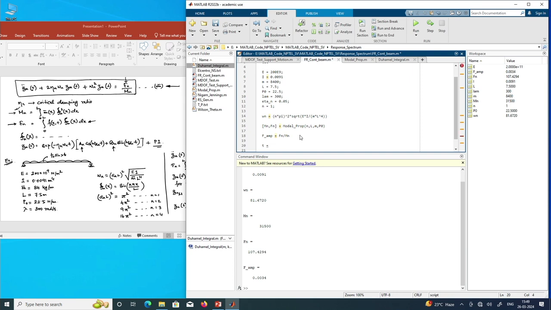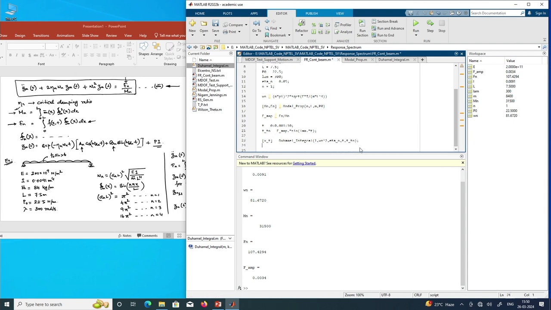T is equal to, that is the time, and f of t we have to define. So, f of t we call it T n, that is the modal forcing function. So, we have f amplitude times sin of lambda dot star t. So, this is our T n.